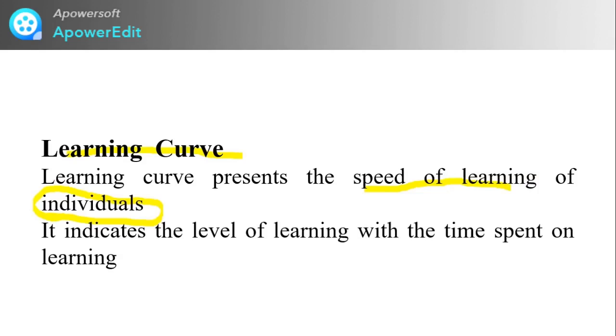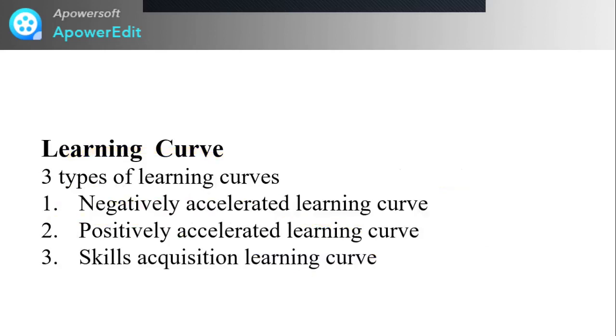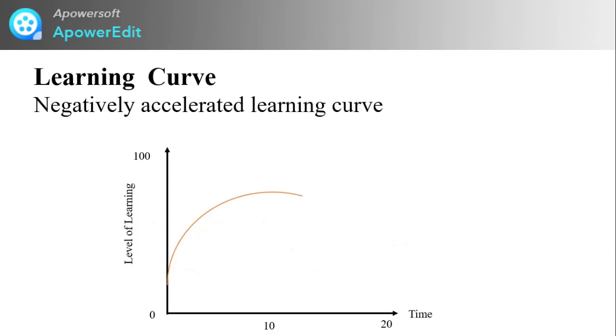It indicates the level of learning with the time spent. There are three types of learning curve: negatively accelerated learning curve, positively accelerated learning curve, and skill acquisition learning curve. Then we will see the first one, the negatively accelerated learning curve.